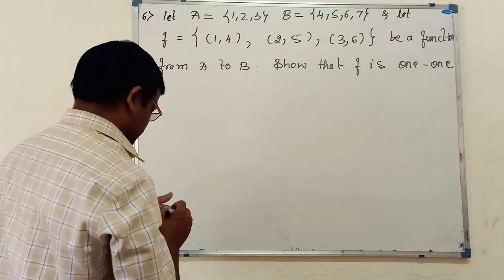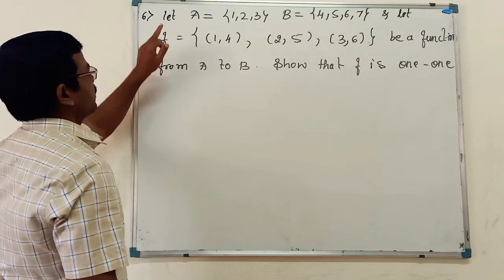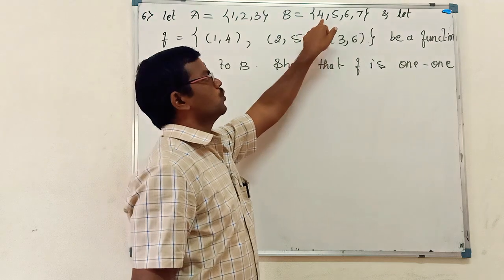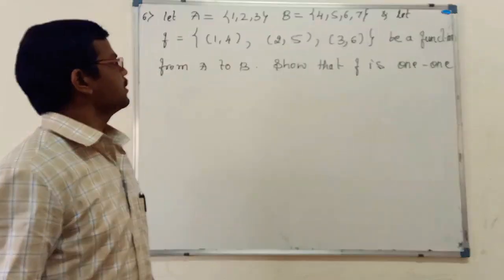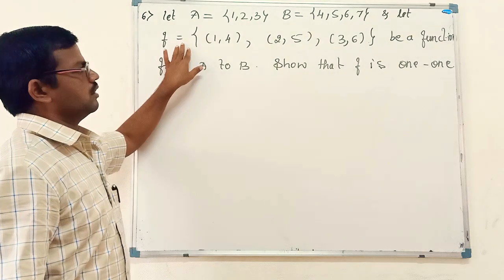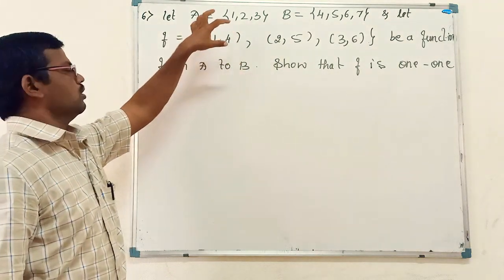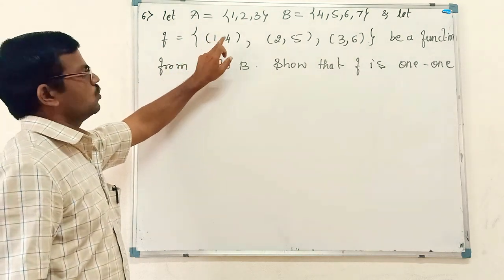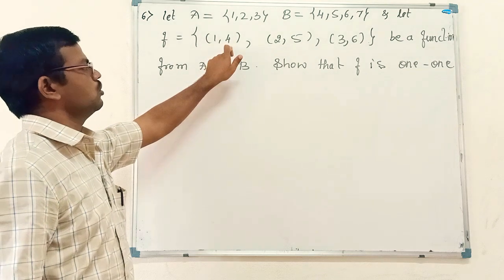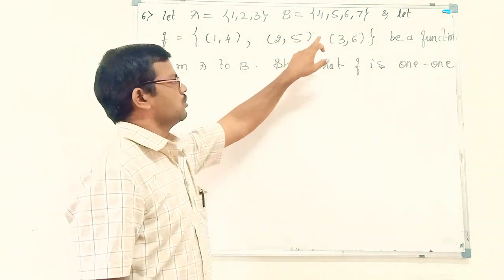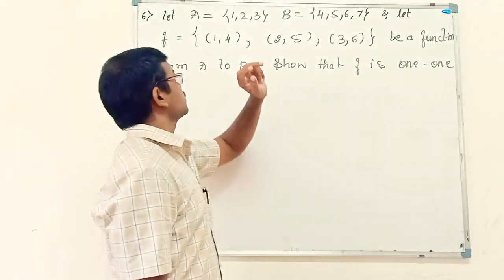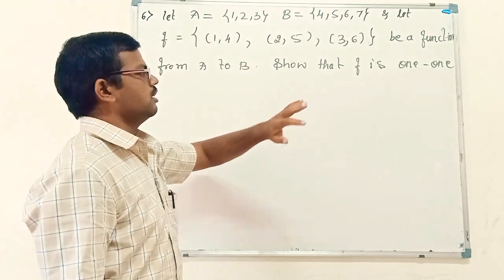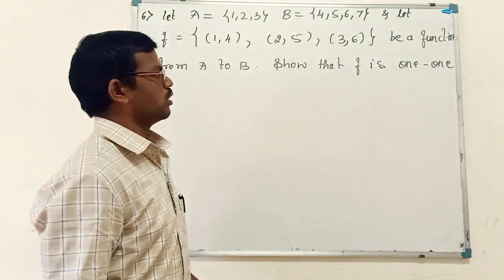So next we come to the sixth question. They have given the set A equal to 1, 2, 3, and B equal to 4, 5, 6, 7. The function is defined in tabular form. So 1 goes to 4, the image of 1 is 4, the image of 2 is 5, and the image of 3 is 6. So every element of the domain has an image and they are different. Then we can easily say that it is a 1-1 function.